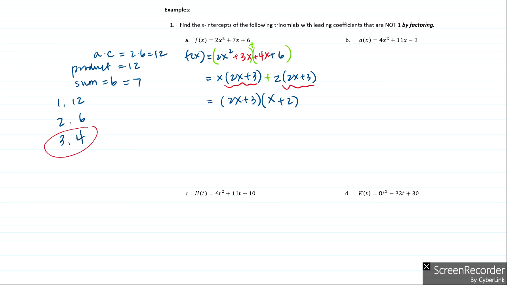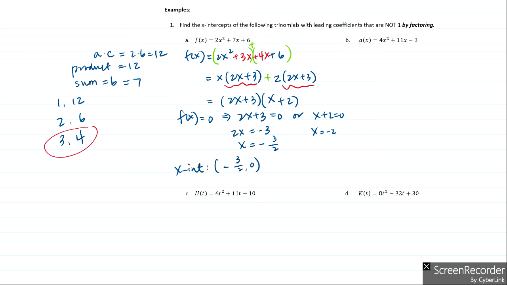Once we have the factored form, we can find the x-intercepts by setting the product equal to 0. If f of x is equal to 0, that tells me either factor has to be equal to 0 by the zero product principle. So we can have 2x plus 3 equals 0, or x plus 2 equals 0. Solving them, the first one tells me 2x equals negative 3, or x equals negative 3 halves. The second equation shows x equals negative 2. Therefore, we have the x-intercepts being two different points: negative 3 halves, comma 0, and negative 2, comma 0.